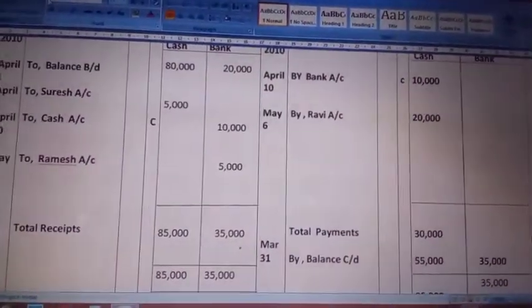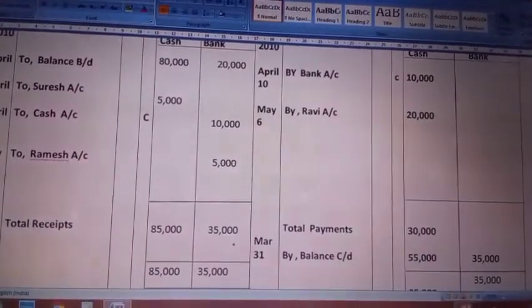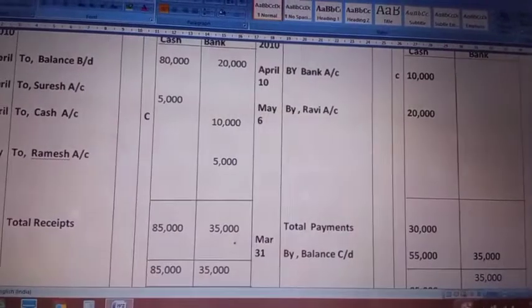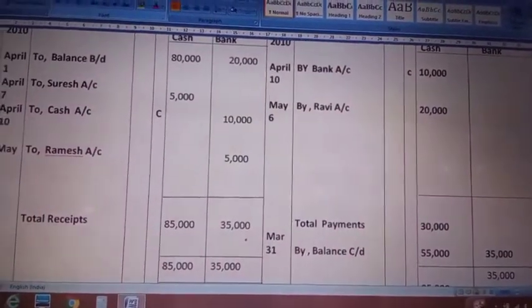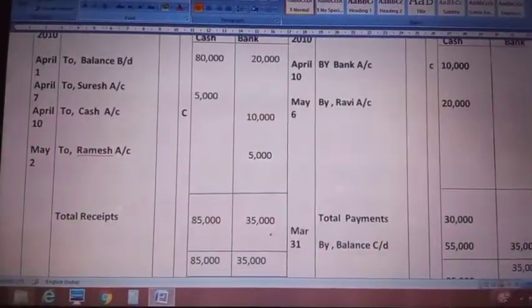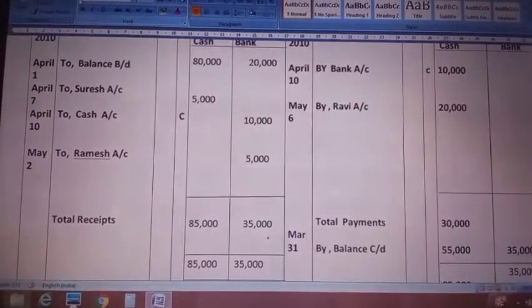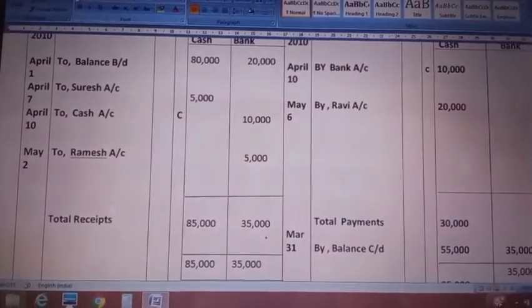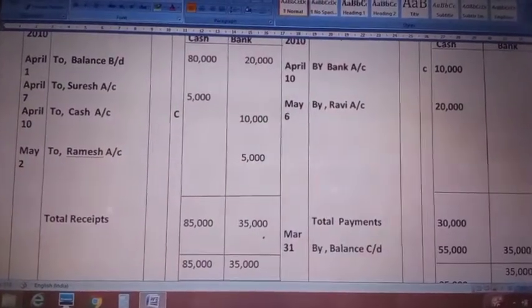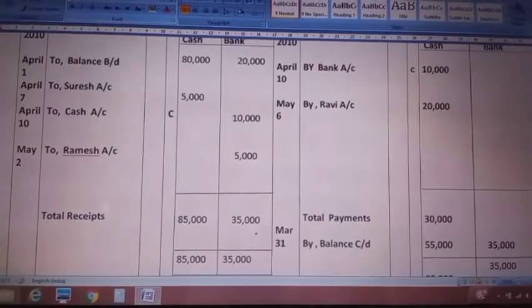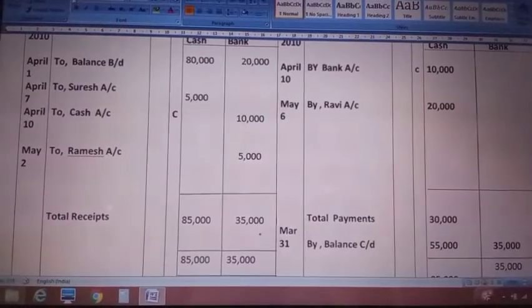And as I told you, the cash book always shows a debit balance, so we will have to balance it on the credit side. We will balance it and bring this balance down as the next opening balance, April 1, 2011, by to balance BD. Okay, so same thing, but the only difference is cash and bank, both the columns are being considered here.